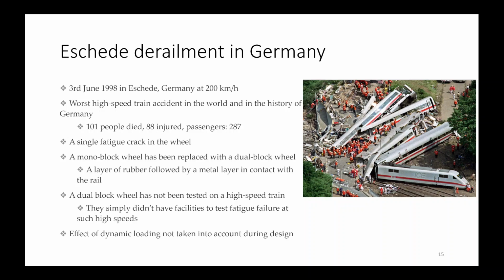Previously the wheels were made using a monoblock wheel, which was at that time replaced with a dual block wheel, with a layer of rubber followed by a metal layer in contact with the rail. So a dual block wheel had not been tested on a high speed train, and they simply didn't have facilities to test fatigue failure at such high speeds. The effect of dynamic loading was not taken into account during designing.